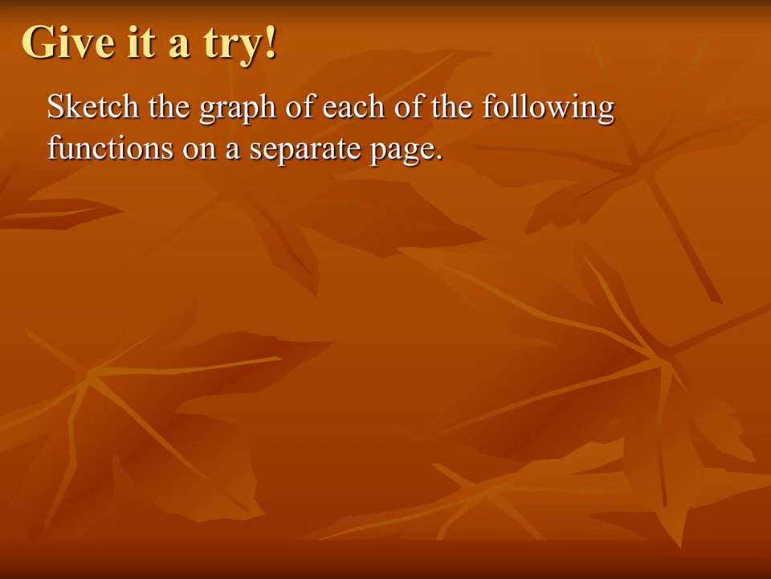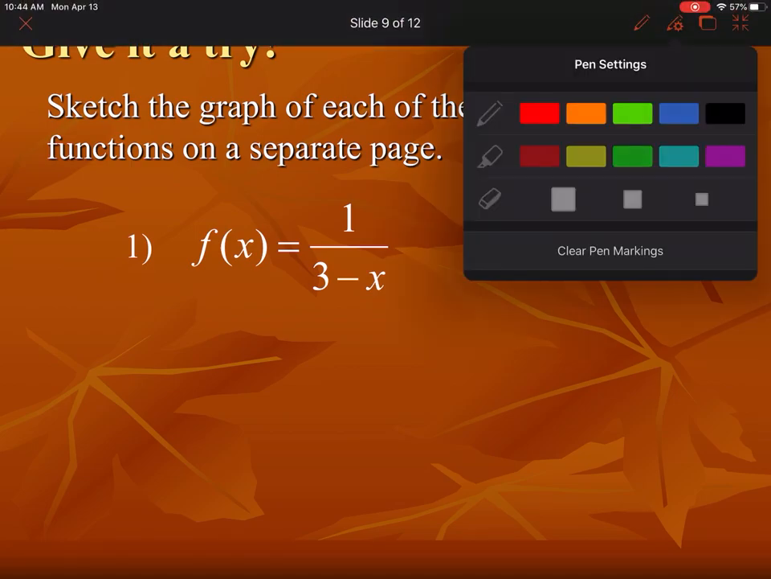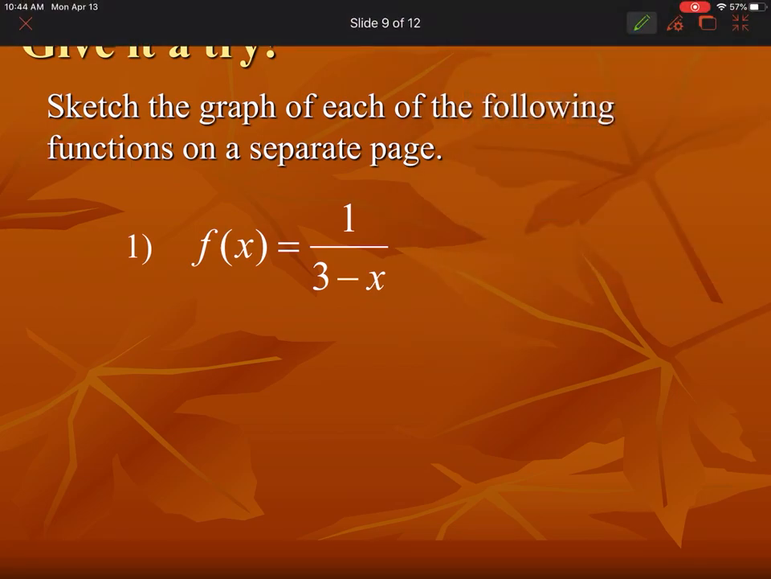Give it a try. All right, I'm going to sketch the graph of the following functions on a separate page. So here's the plan here, is that instead of graphing y equals f of x equals 1 over 3 minus x, first I'm going to graph y equals 3 minus x. If I graph 3 minus x, then I can do this reciprocal thinking afterwards.